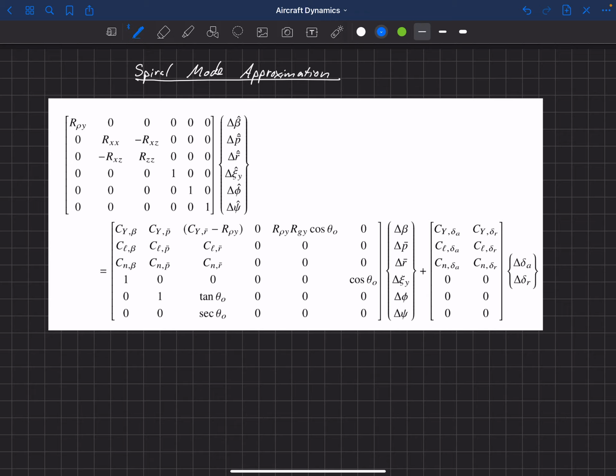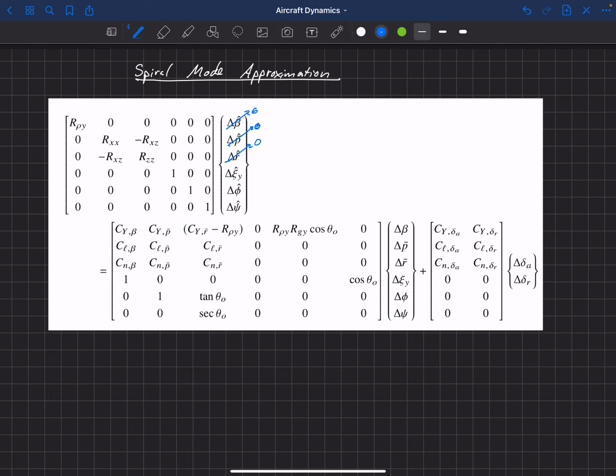So anyway, I kind of trust him. I'm just going to walk through the basics of it. Again, I'm not going to derive the entire thing, but I'll walk you through the basic idea. The spiral mode is really slowly divergent or really slowly convergent, and so your rates are usually pretty small. So we're going to assume that delta beta hat, delta p bar hat, and delta r bar hat are 0.